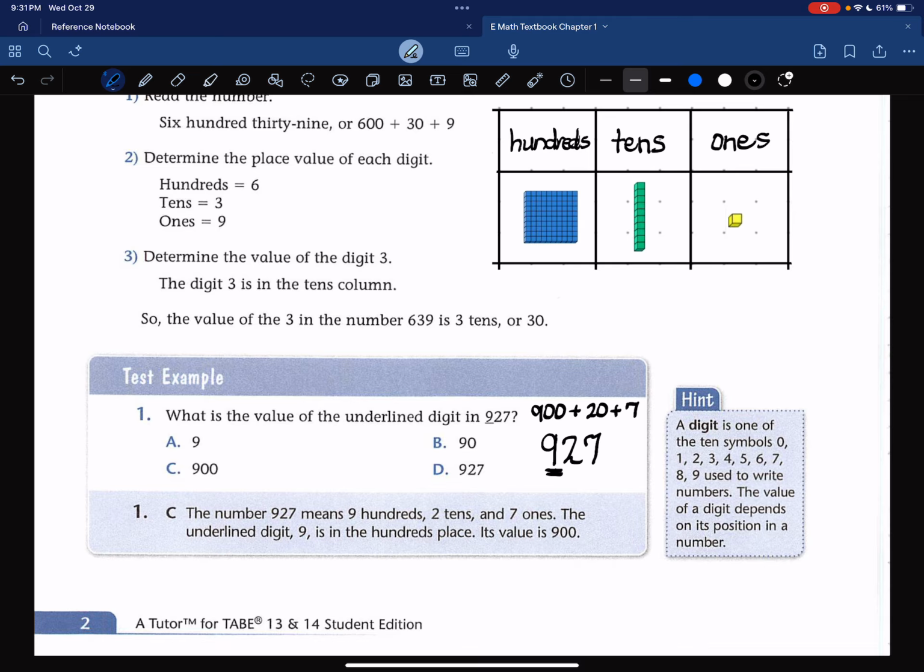The underlined digit, the 9, is in the hundreds place, so its value is 900. And you would want to choose answer C here. That 9 by itself is worth 900. And remember that a digit is one of the 10 symbols, 0 through 9, used to write numbers. The value of a digit depends on its position in the number.